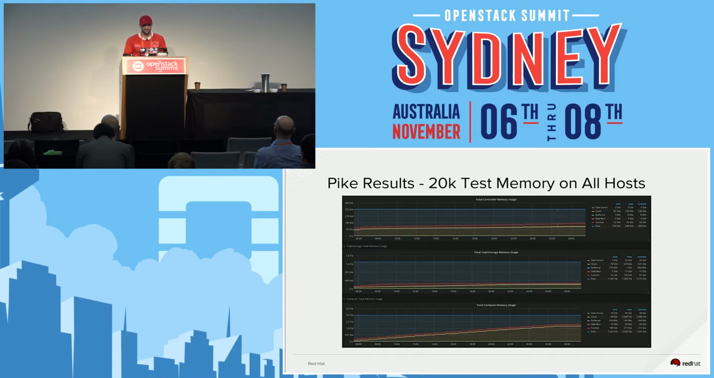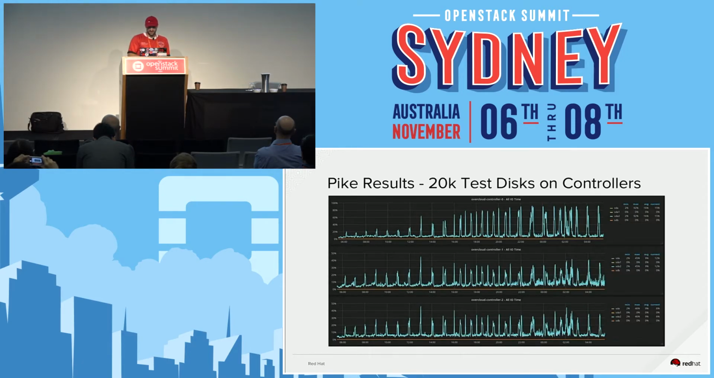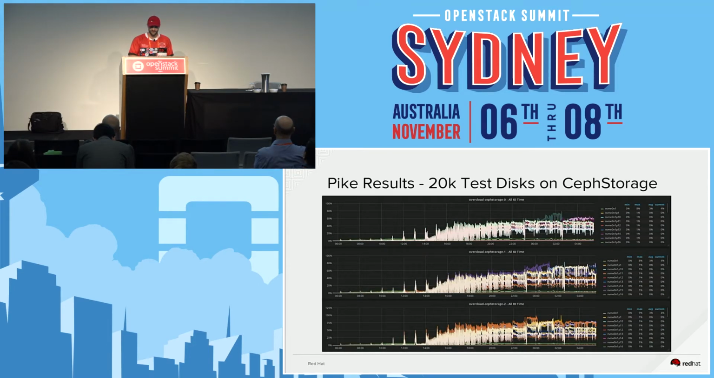Here's the memory. You can still see we have plenty of memory on almost all the nodes. The compute nodes, we got a lot higher. And here's the disk utilization on those controllers. You can see the spikes corresponding typically hourly, and then there's also some spikes with the booting of the instances itself. And here is the disk utilization on the Ceph storage nodes.